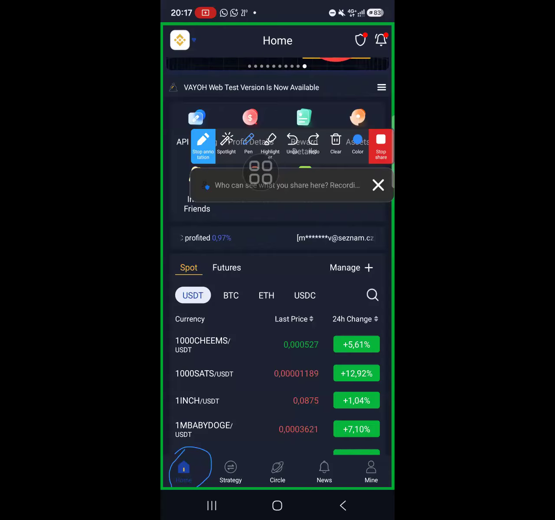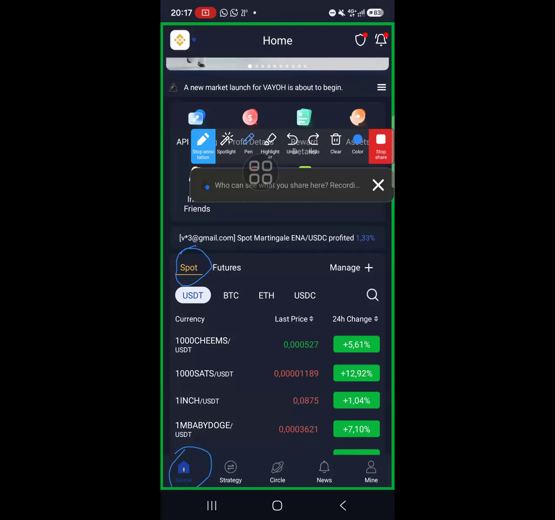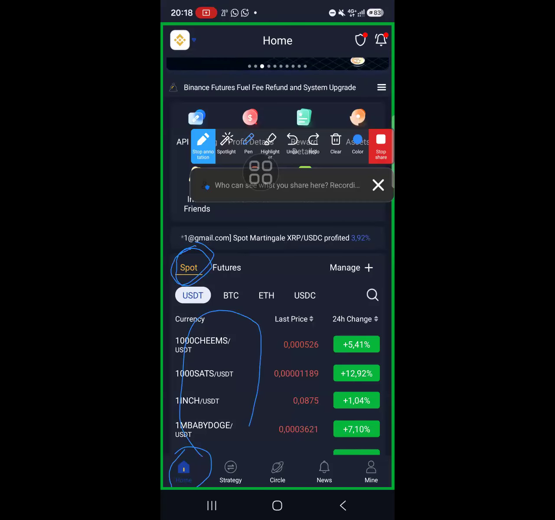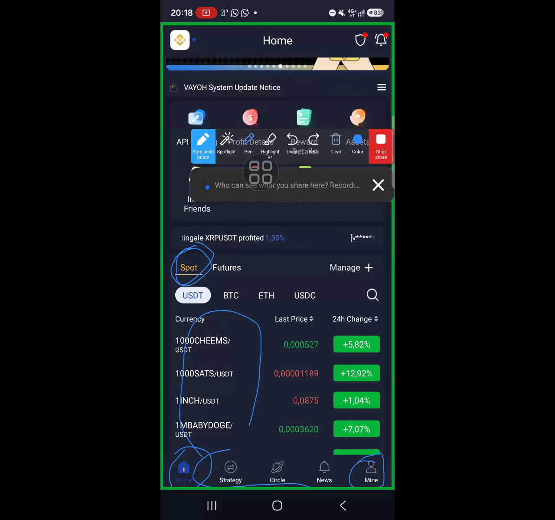So this is the home page, and I'm currently on the spot market. The pairs that are appearing on the screen here are under the spot market. Now, on the far right of your screen, on the bottom side, there is what we call Mine. That is your profile.